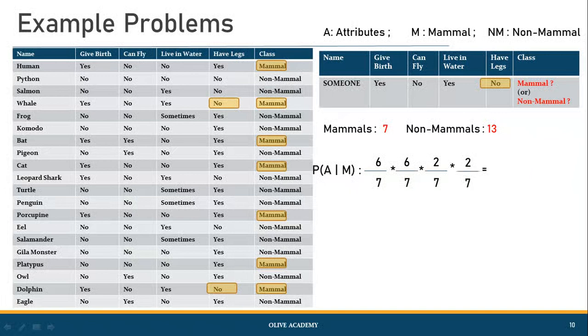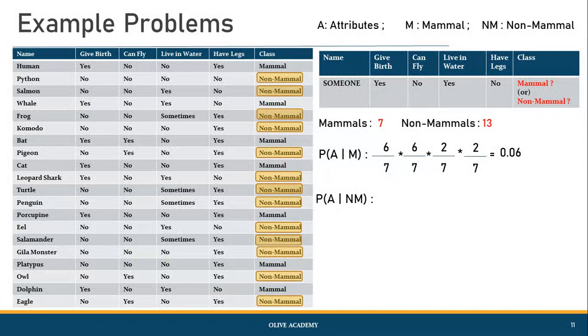Now, since they are all conditionally independent events, we have to multiply them together to give 0.06. Now, this is step 2, right? In the first step, we identified the number of mammals and non-mammals. In the second step, we have to identify the probability of A given M. And similarly, the probability of A given non-mammal is also supposed to be counted, right? Because we need to first identify the mammal probability and then the non-mammal probability.